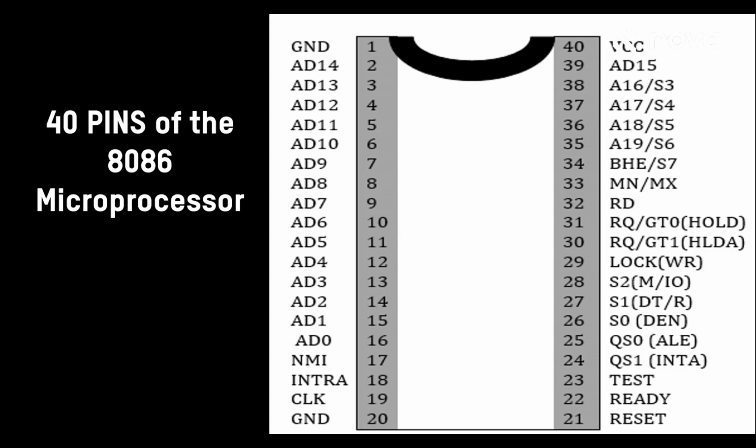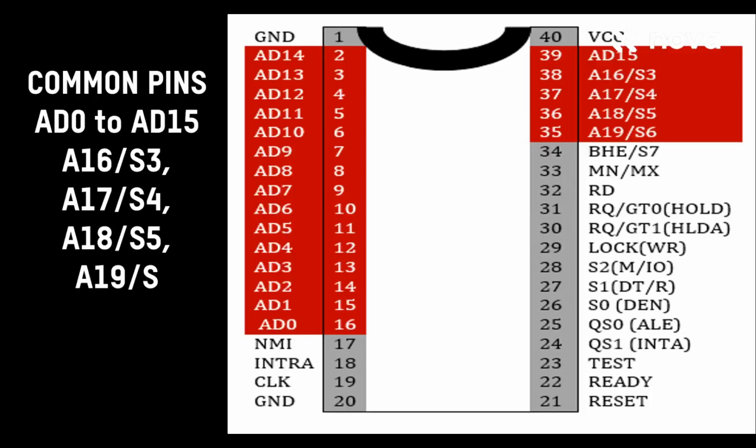The first are the signals having common functions in minimum as well as maximum mode. The second are the signals which have special functions for minimum mode. The third are the signals having special functions for maximum mode. Now let's see the pins that serve in common mode, minimum and maximum mode.